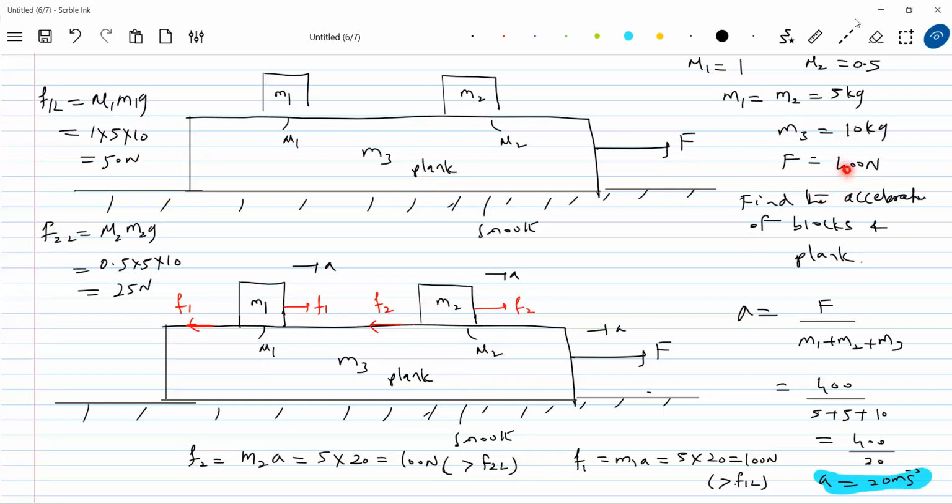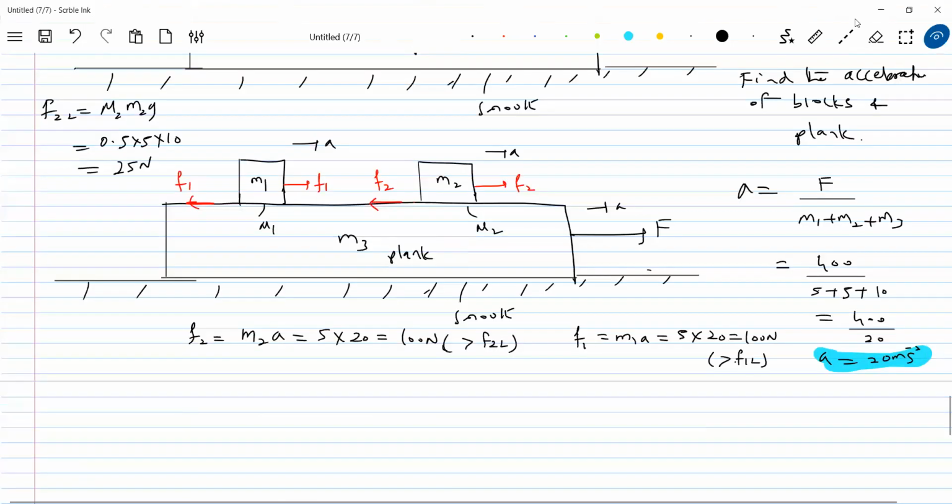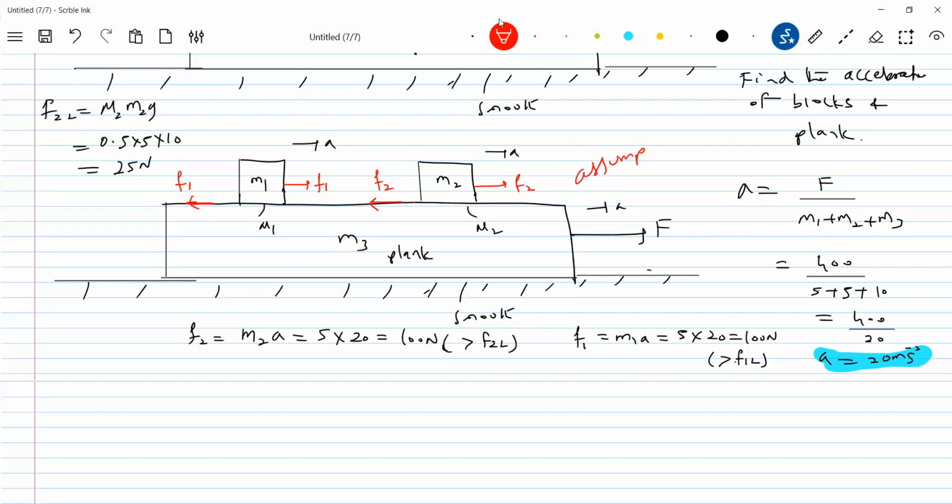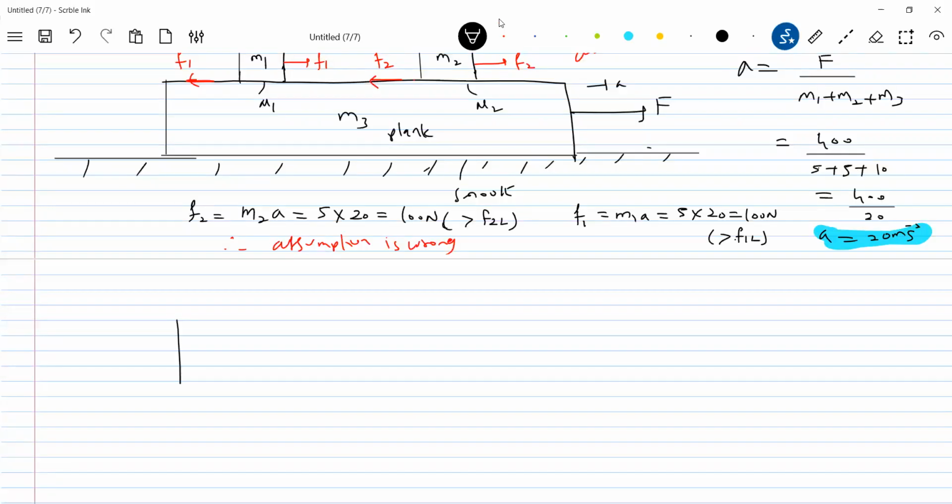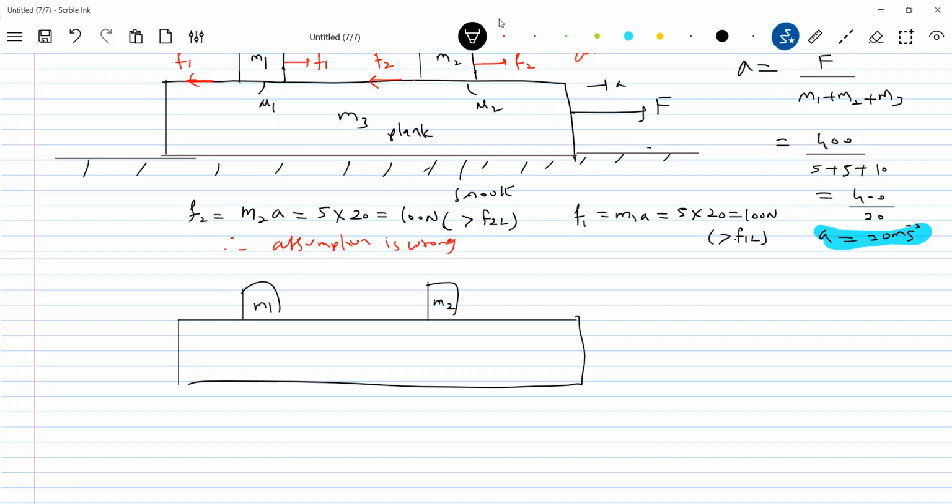If you apply some, say like 80 Newton, you can see the things will be a little bit different. So what is the thing now? The assumption is wrong, no? Therefore, the assumption is wrong. Now what shall I do now? I'm going to change the problem. What is that? In fact, slipping occurs between the blocks, between the block and the plank. M1, M2, we applied a force, 400 Newton.